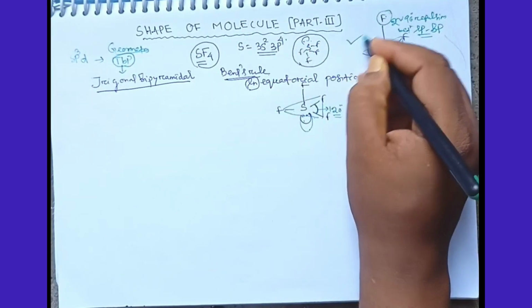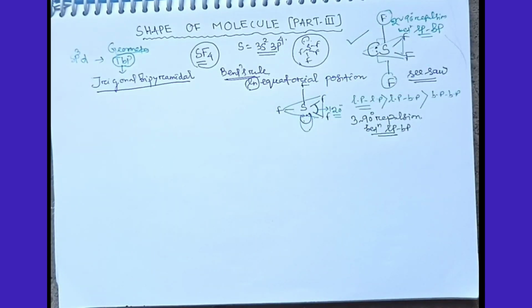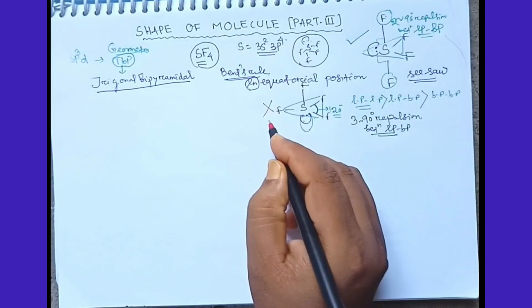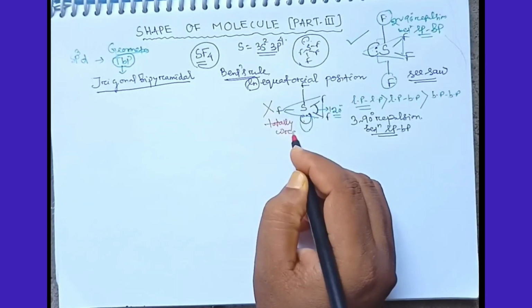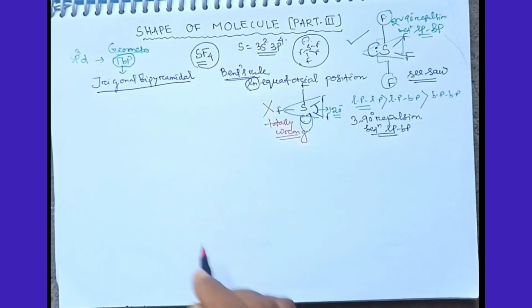So this is the accepted shape of this molecule, which is seesaw, but this other structure is totally wrong. This is not accepted.